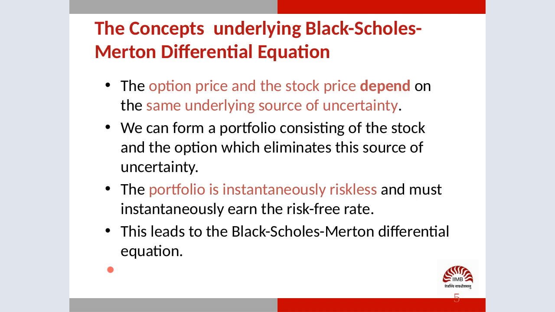We can thus form a portfolio of the stock and the option in such a manner that it eliminates the entire impact of uncertainty. So what we can do is write it down in such a manner that it will eliminate the source of uncertainty. Now, such a portfolio is therefore instantaneously riskless. So in a very short period of time, it becomes a riskless portfolio and therefore can only earn the riskless interest rate.